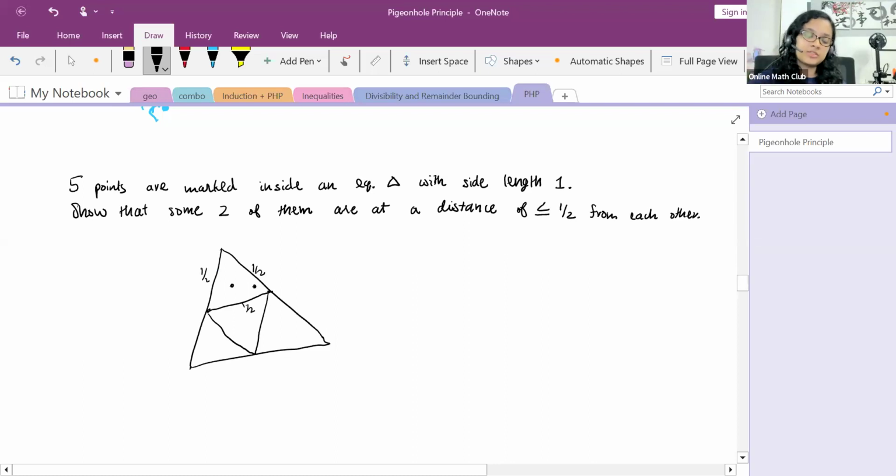Yeah, so the main motivation here is you want to show something about distance being at most half. And you have 5 points, so maybe you want a PHP with 4 boxes. So that sort of motivates constructing the midlines and dividing it into 4 triangles. Okay.